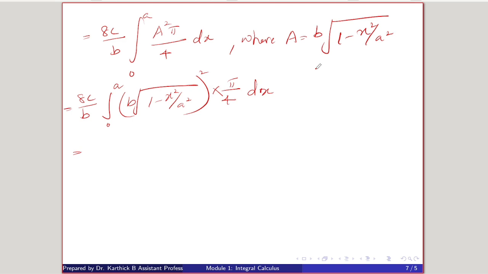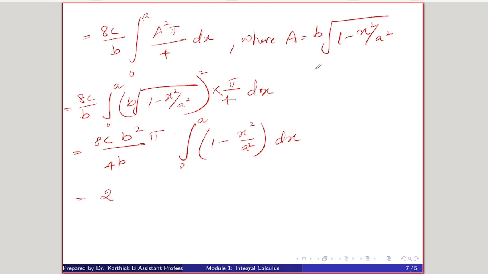So again here it is b square, so I may take the constant outside, b square by b, and pi is also a constant, so I may take all the constants outside, and the remaining will be 0 to a. Then square and square root will get cancelled. The remaining term will be 1 minus x square by a square dx. So here it will be 2bc pi, then 0 to a, 1 minus x square by a square dx.